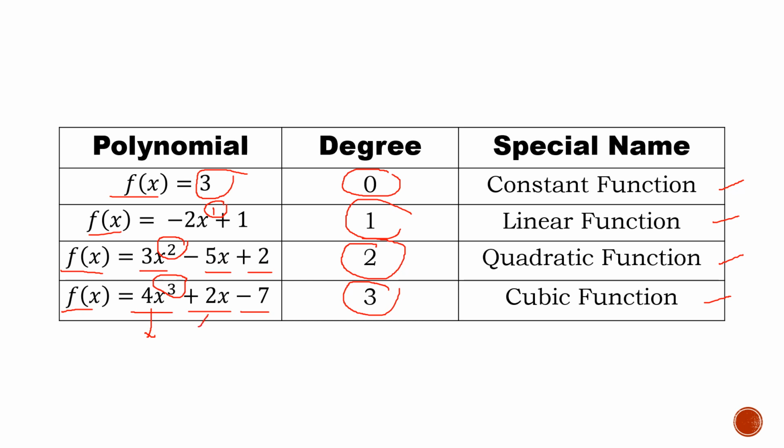Regardless if we erase this 2x minus 7, as long as there is a leading term wherein the exponent attached to your x variable is equal to 3, then the given function is a cubic function.